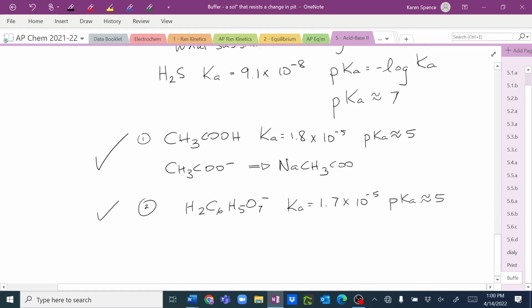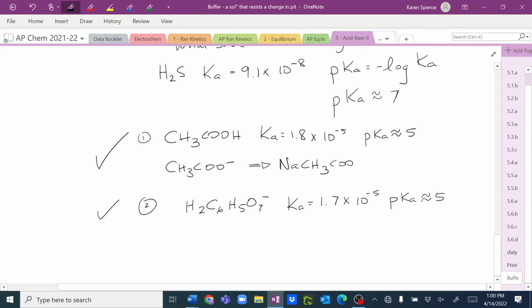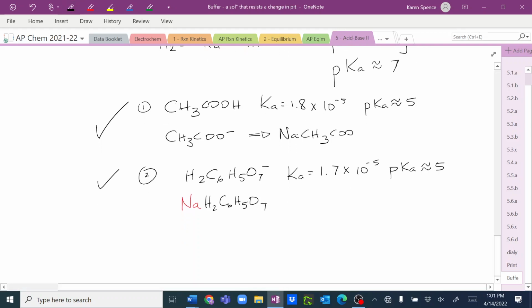Now, when we have this, could we just add that as it is, or what would we have to do with it? We would have to pair it up with NaH2C6H5O7. Oh my God, what have I done? No, that's okay. That is correct. It's just really long, so it makes it look really weird.